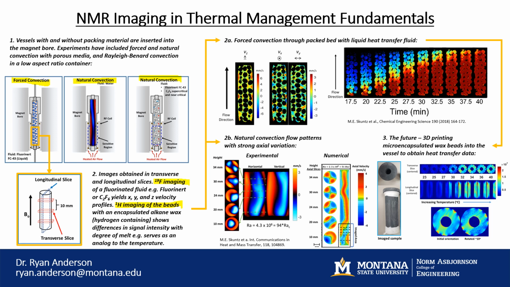This led us to some studies on natural convection flow patterns. And in traditional Rayleigh-Benard convection, you would have a system where the height is quite small relative to the diameter. But we have these situations in low aspect ratio containers now where we're doing a narrow diameter and a tall column. And what we note is that we have these strong axial variations in the velocity.